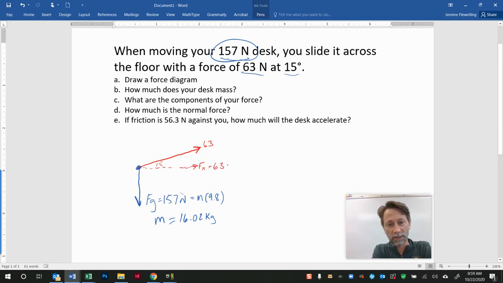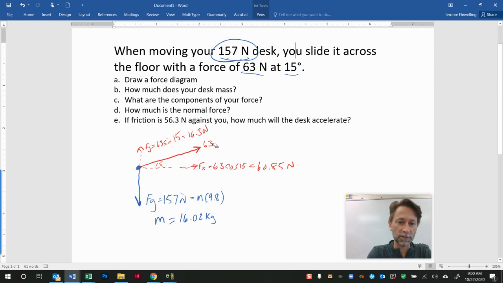So I'm going to have an x component of the force. That'll be 63 times the cosine of 15, since x is cosine, and that is going to be 60.85 newtons. Then I'm also going to have a y component of the force that's going upward. That force in the y direction is going to be 63 times the sine of 15, and that comes out to be 16.3 newtons. Now remember, once I break that into components, I've gotten rid of the original force, and I'm left with just these two, the x and the y values going in those directions.